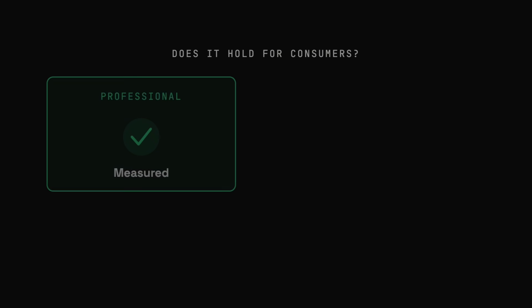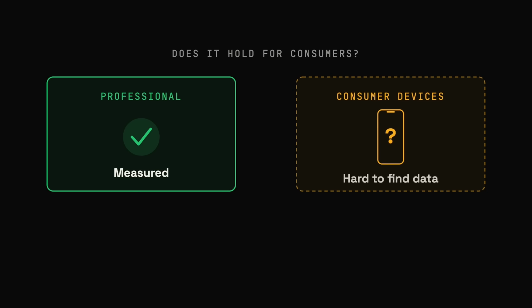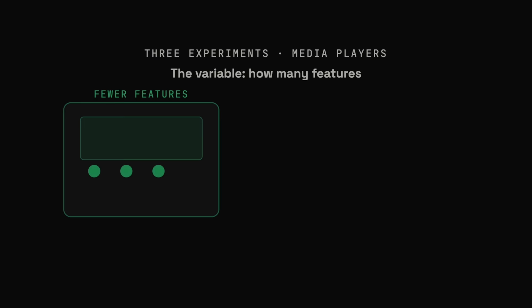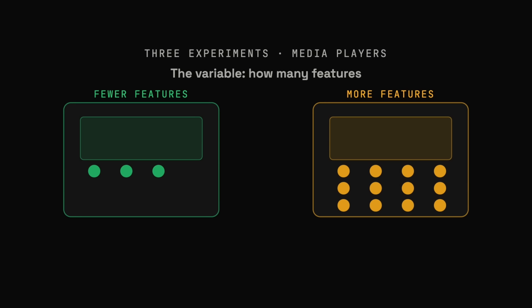So this was about professional software. When it comes to consumer devices and consumer software in general, it was very difficult to find something that matches this idea of do we have too many settings. But a bit of old research might be able to help us with that. It's an old study from 2005 in the Journal of Marketing Research. It's called Feature Fatigue. It ran 3 experiments where people evaluated digital and audio players with different numbers of features.